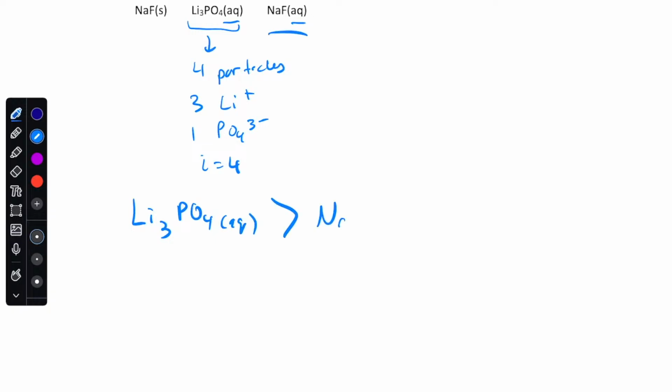Sodium fluoride is the next one, and it's there because it is aqueous. Because now we have sodium fluoride solid versus aqueous. When you dissolve it, its entropy goes up. So this can be the next highest. And the lowest entropy here is going to be sodium fluoride solid.